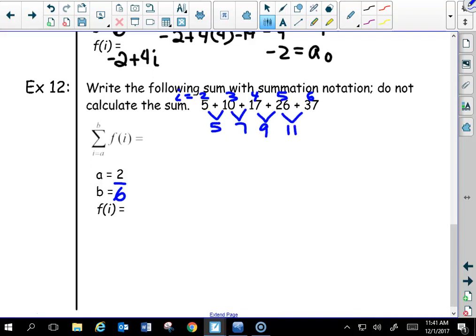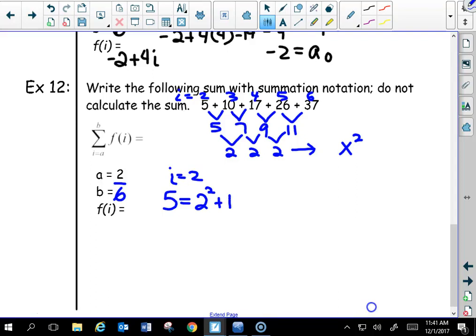All right, it's not a constant difference, but there is what we call the second differences, and that is constant. And when that happens, that means we've got x squared in there somewhere, I squared in there somewhere. So let's take a look at I equals 2, and we know that 5 is equal to some number. So let's just try by squaring 2. 2 squared, and to get to 5, I'd have to add 1.